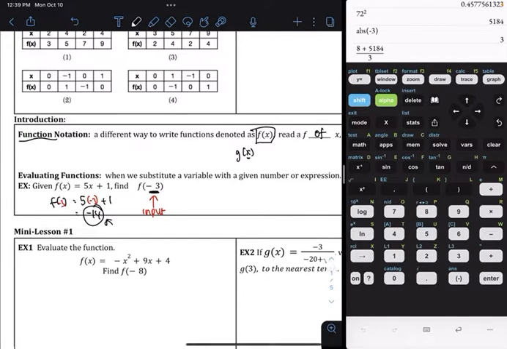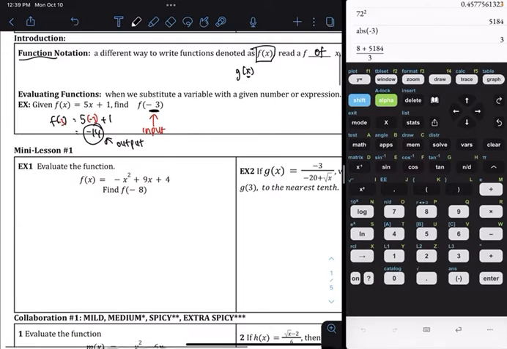-14 is your output. So a function is kind of like a toaster. You insert a bread and you get out a toast, right, if you put it into the toaster. So bread is the input, toast is the output. So let's put it into practice.